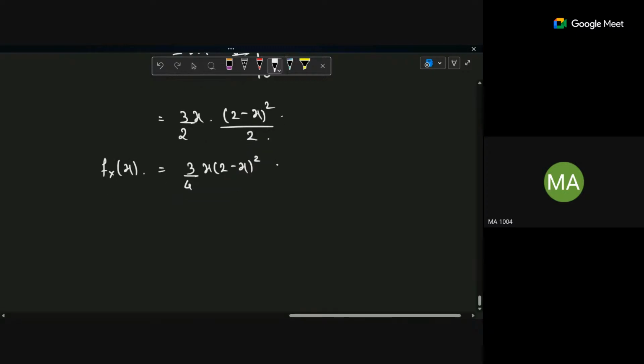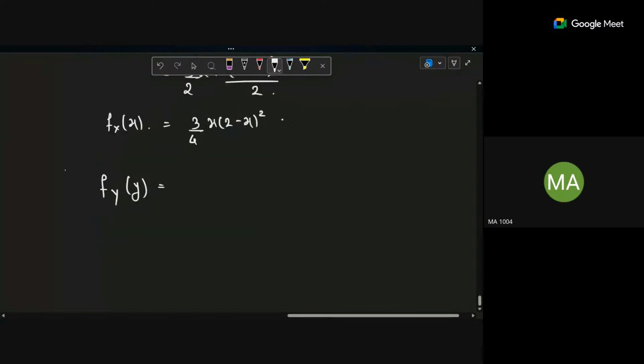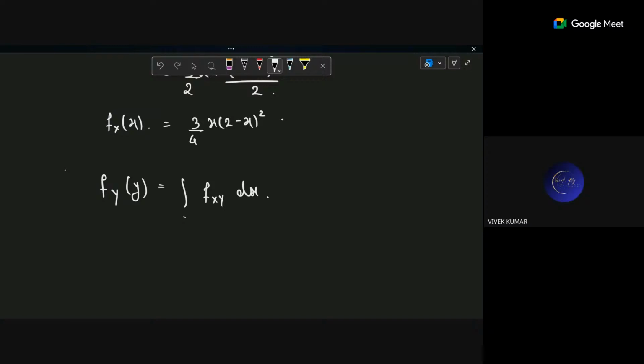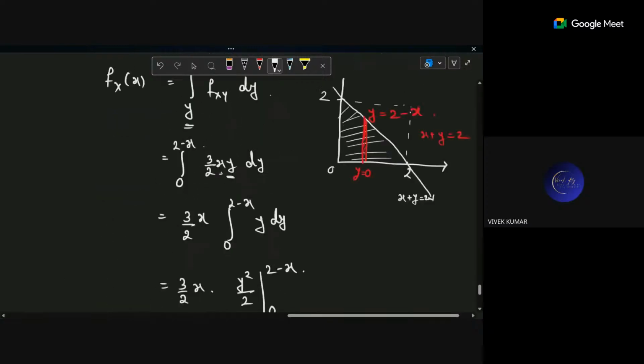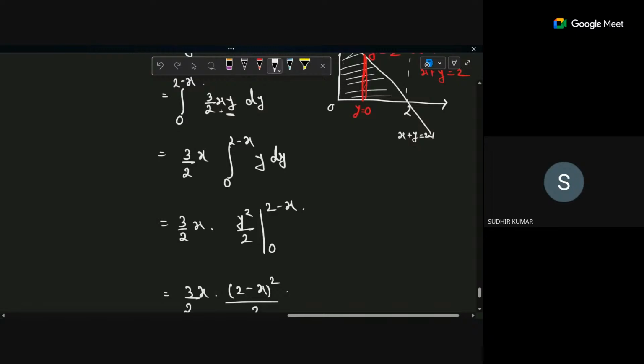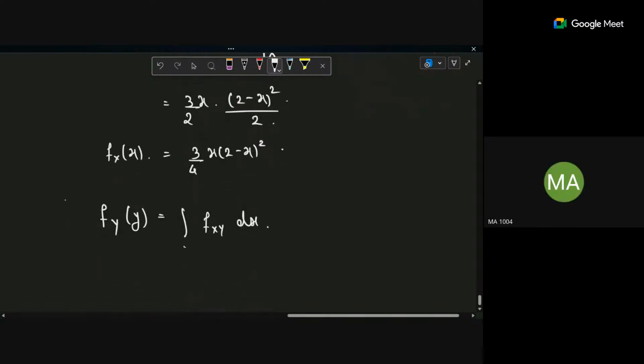Now similarly, if I ask you for the marginal PDF for y, then it's nothing but integration of fx from the limit 0 to 2 minus y, dx. So what will be the limits here? 0 to 2 minus y, ma'am.